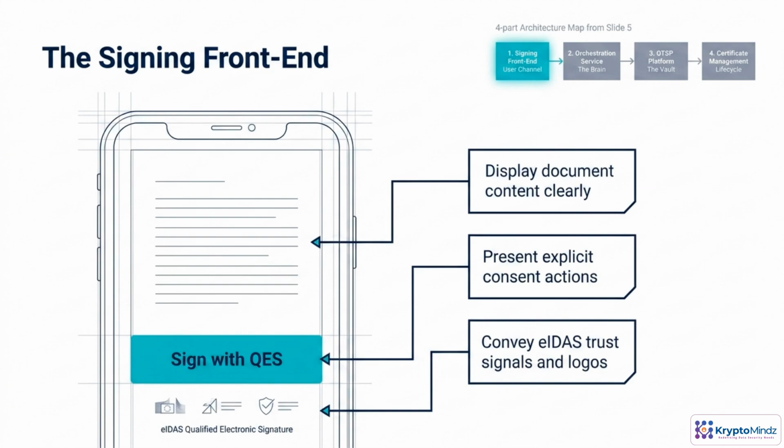The signing front end is the user's window into the qualified signature process. Its job is simple but critical. Present the contract in a readable way, ask for clear, explicit consent, and make the legal nature of the action unmistakable. Strong UX also highlights eIDAS trust marks and security cues, so users feel confident when they click Sign with QES.